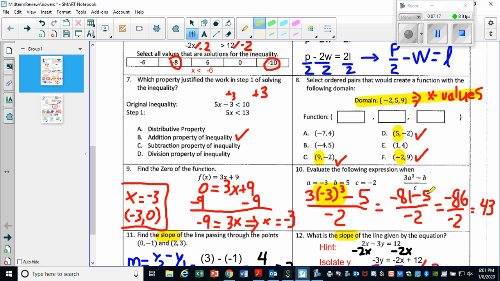And the -5 comes along for the ride, divided by -2. This is -81 minus 5. Again, I bet you forgot about the minus sign. So you have -86 divided by -2. Negatives knock each other out. You have a positive 43 for the result.